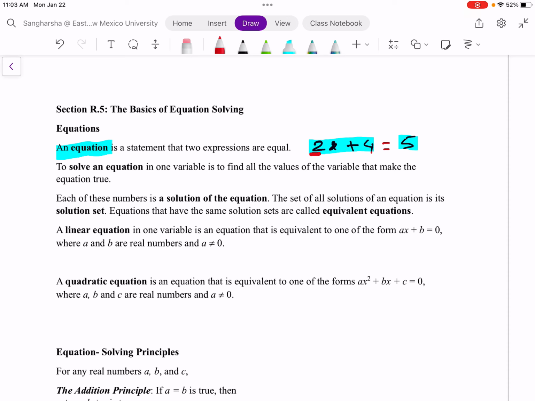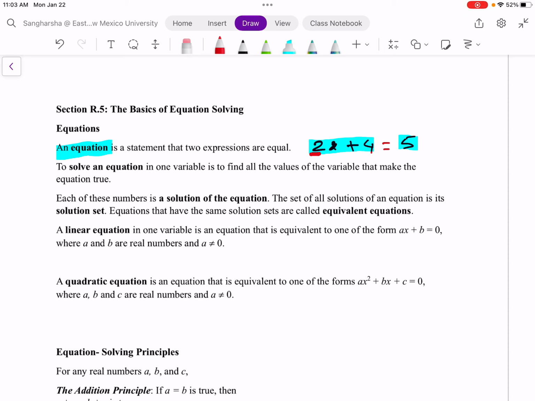So solving the equation means we are looking for the value of the variable that makes our given equation true. Now for what x value is this equation true? Can you give me a number? 1/2. Okay, let's try that. 2 times 1/2 is 1. 1 plus 4 is 5. 5 equals 5, true. So 1/2 is the solution for this equation. Every time you are asked to solve an equation, you are looking for the value of the variable that makes the equation true.